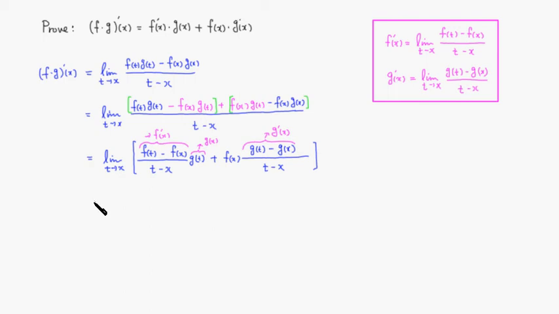Therefore, we are actually using the sum property of the limit and also the product property of the limit too. What you get is f prime of x times g of x plus f of x, and that's a constant multiple rule, times g prime of x. Which is exactly what we wanted to get. So this proves the product rule for derivatives. That's it. I hope that this was clear.